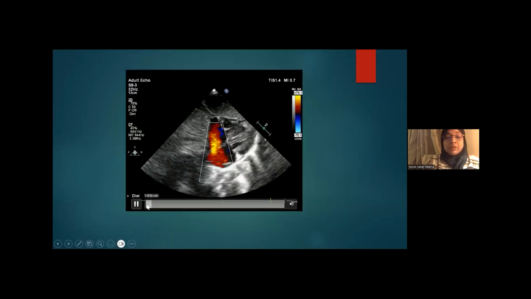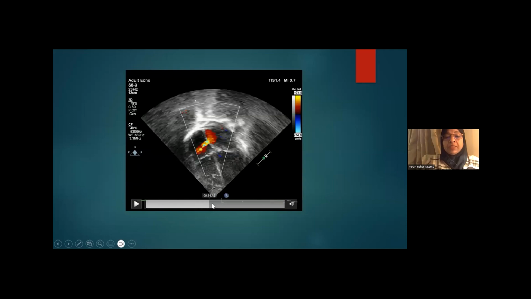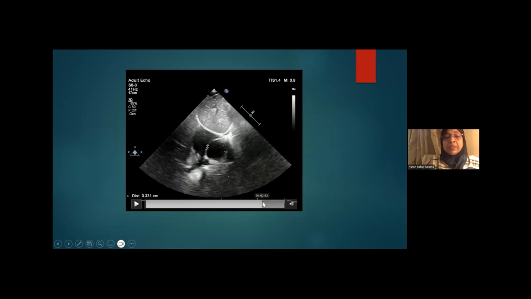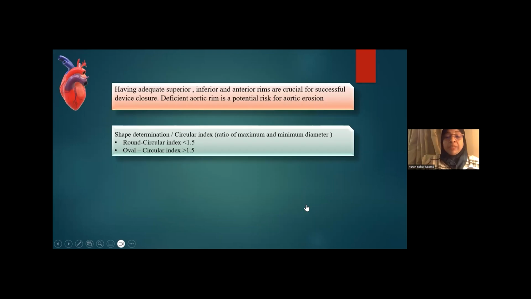So this is another video taken from the cath lab during the device closure procedure. You are seeing that this is a large ASD, and then this was measured, and this is another small ASD. So these are different kinds of ASDs.